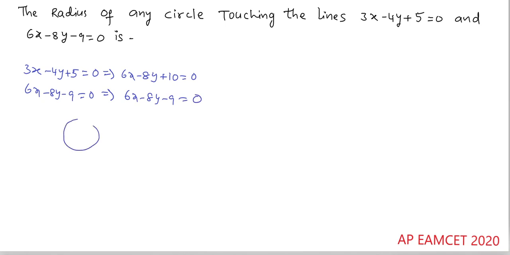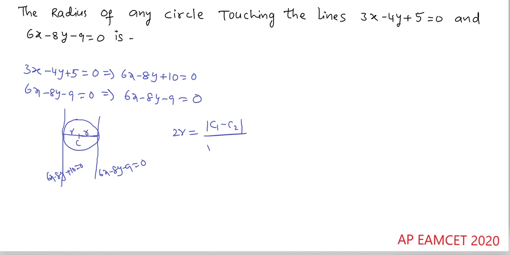This is the circle. These two lines are parallel lines. So this is the line 6x minus 8y plus 10 is equal to 0. And this is 6x minus 8y minus 9 is equal to 0. Now we find the radius of the circle. Here C is the center of the circle. This is R and this is R. Here 2R is equal to distance between the parallel lines, that is modulus of C1 minus C2 by the root of A square plus B square.